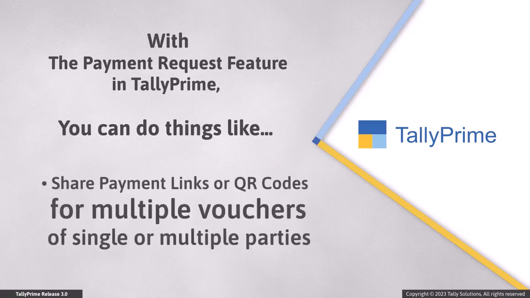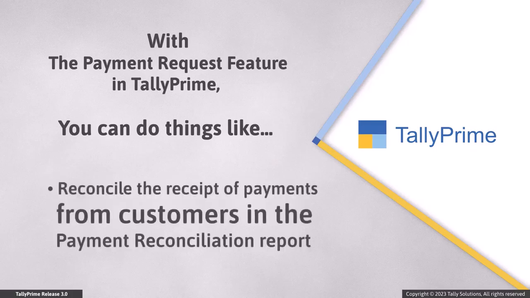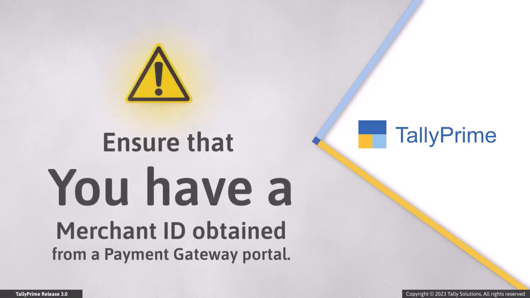What's more, TallyPrime gives you the flexibilities to send payment links for multiple vouchers of the single party or for multiple vouchers of multiple parties as needed. Once the customer sends you the payment, the details such as transaction IDs and dates get updated on the payment gateway portal. Before you set up TallyPrime for generation of payment links to request payment from your customers, you need to ensure that you have a merchant ID generated from one of the payment gateway portals because the information is required to set up TallyPrime.